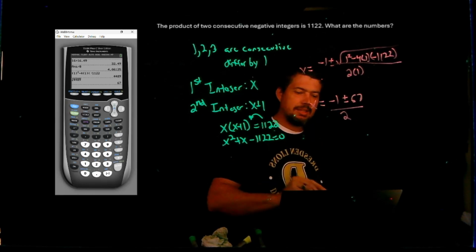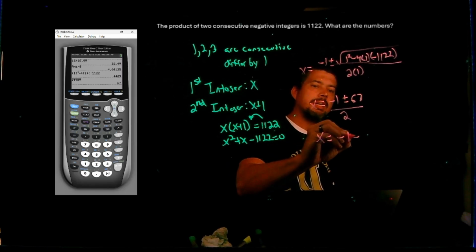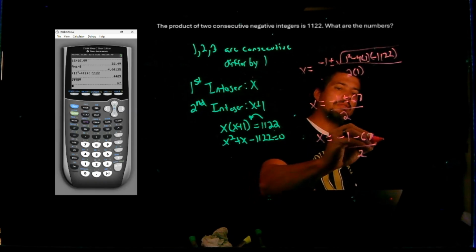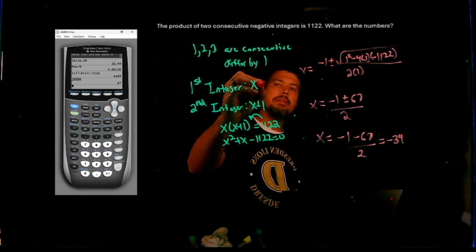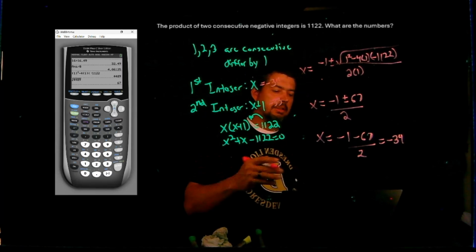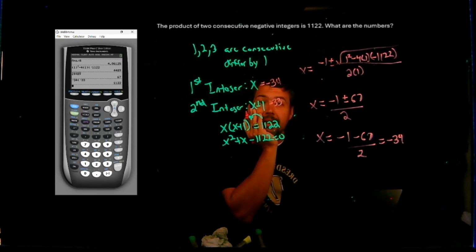Now, it said negative integers, so the only one I care about is the one that generates a negative. So that's going to be negative 68 over 2, which is negative 34. So the first one is negative 34, and the second one is negative 33. Now, is this technique right? Well, let's see. I'm telling you it's negative 34 and negative 33. Hopefully it multiplies together to be 1122, and it did. Who'd have thunk?